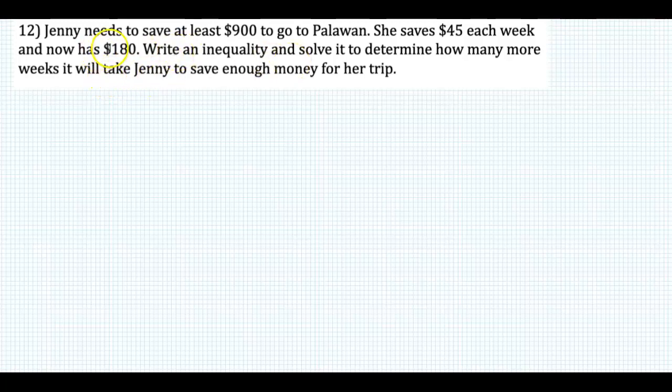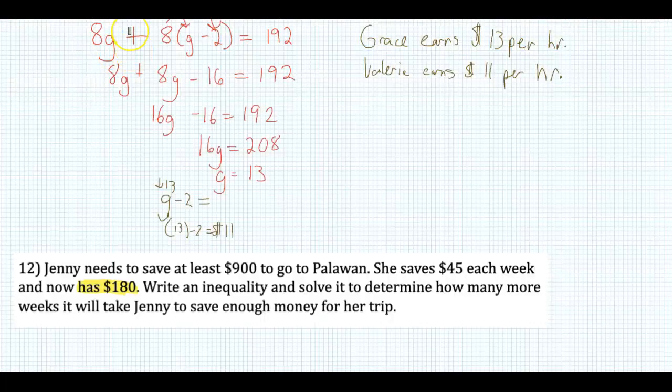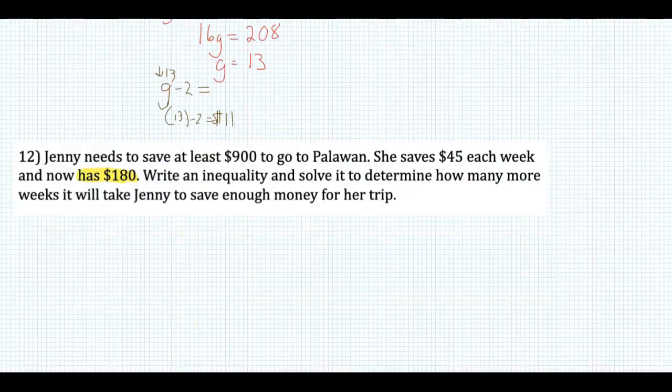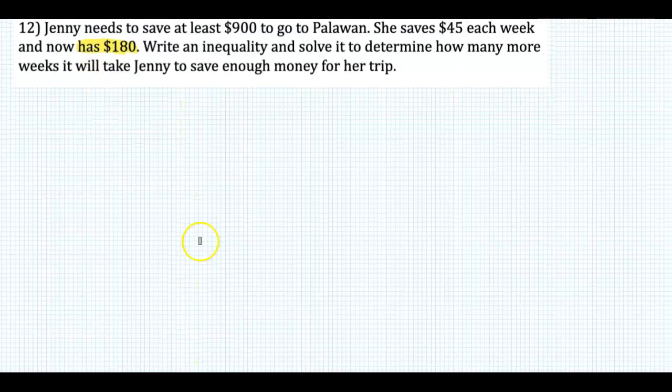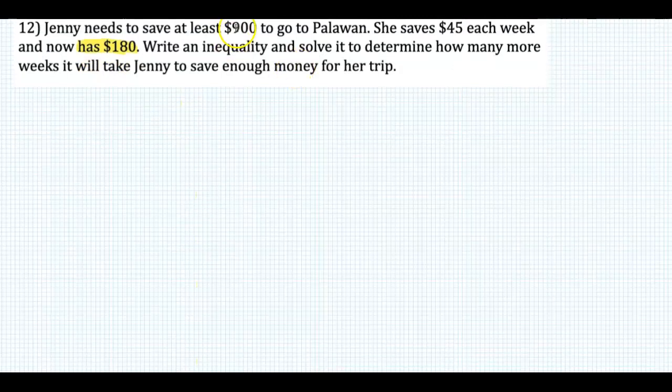So some of the important things: she has $180, so that's what we're starting with, right? Let's fix that. That was not what I wanted. Okay, there we go. So she needs to get $900. That's an important thing. She needs at least $900, so it could be more than $900 or equal to $900, right? And each week she saves $45.